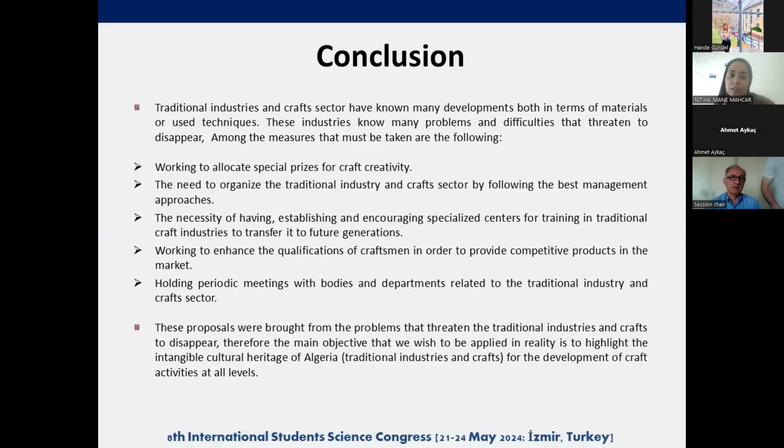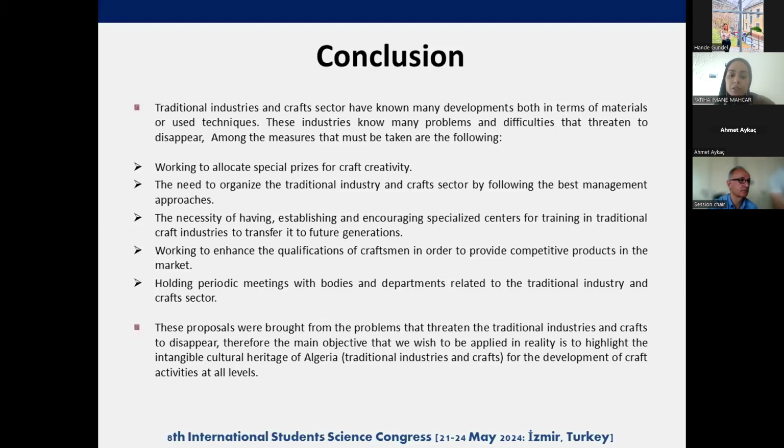In conclusion, we can say that the traditional industry and craft sector has known many developments, both in terms of materials and use of techniques. These industries face many problems and difficulties that threaten them with disappearance. Among the measures that must be taken are the following: working to allocate a special prize for craft creativity, the need to organize the traditional industry and craft sector by following the best management approach, and the necessity of establishing and encouraging specialized centers for training in traditional craft industry to transfer it to future generations.